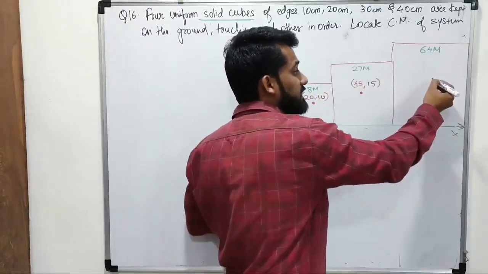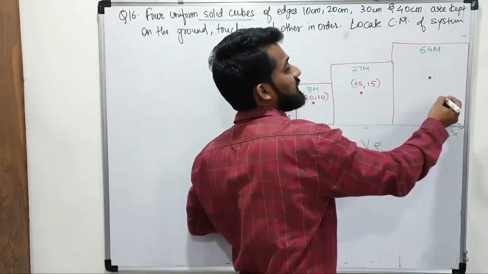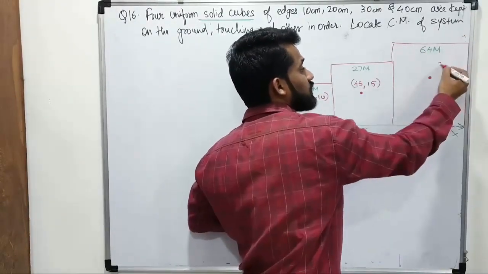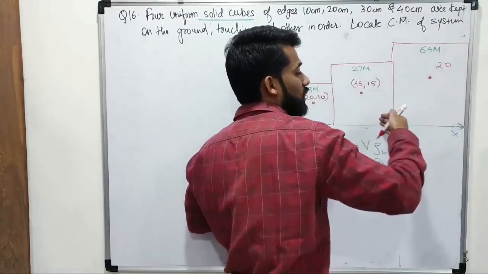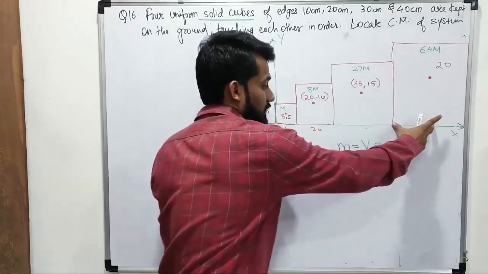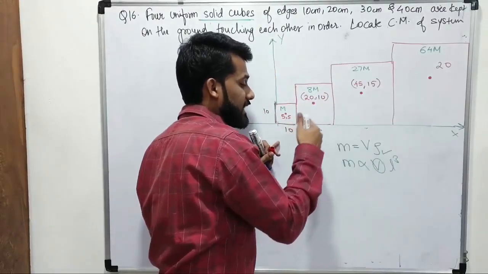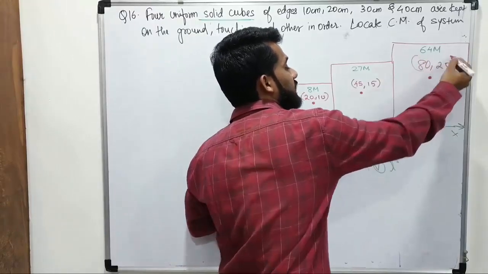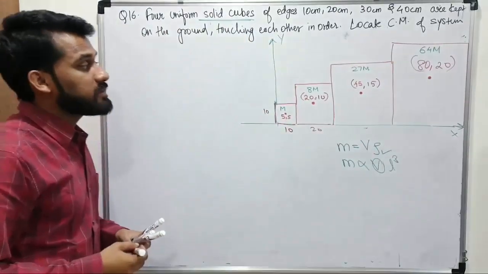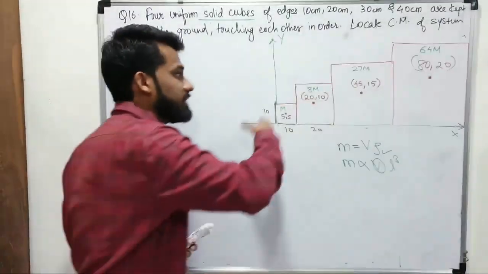And similarly, what will be its center of mass? Its center of mass will come, this is 40, so vertically 40, horizontally 40, vertically 20 will come as half, and horizontally also 20 will come. But to 20 you have to add this 10, 20, 30, that is 60, and 60 plus 20 is 80. So basically 4 cubes, 4 centers of mass I have plotted with their masses.